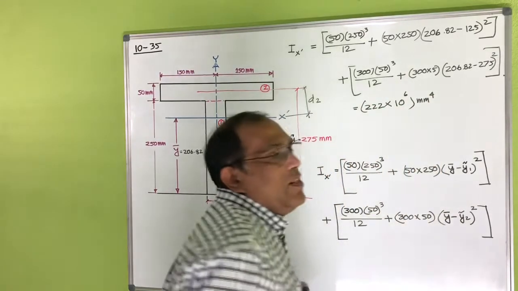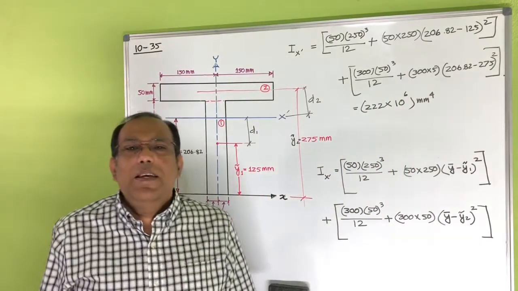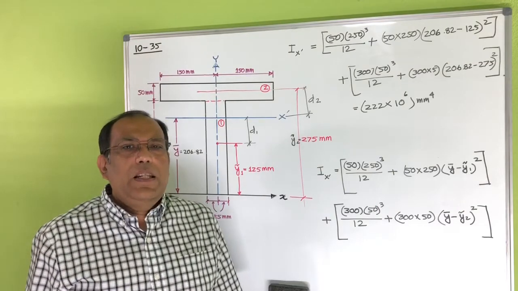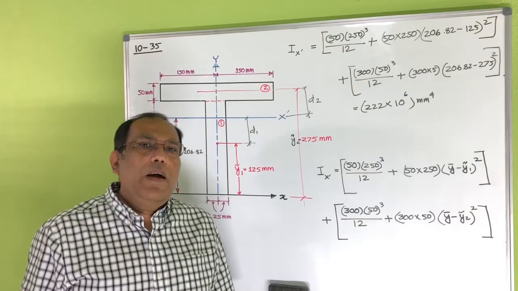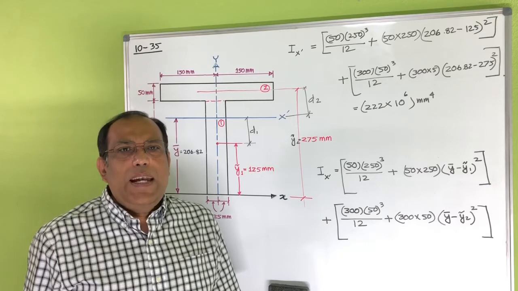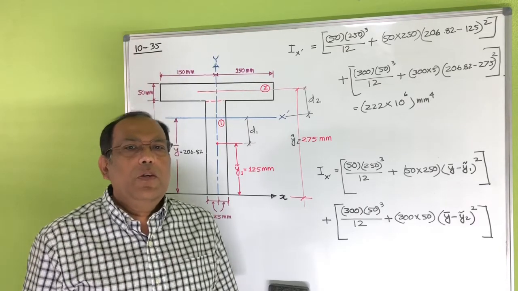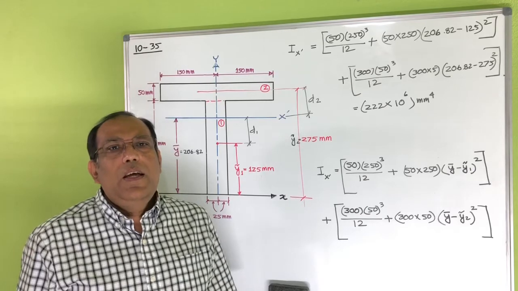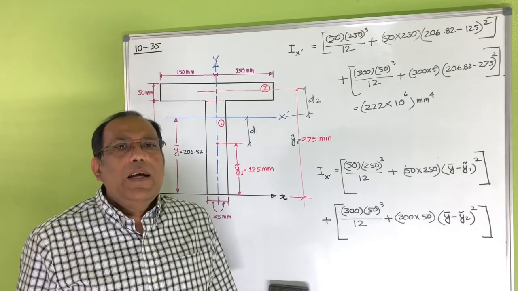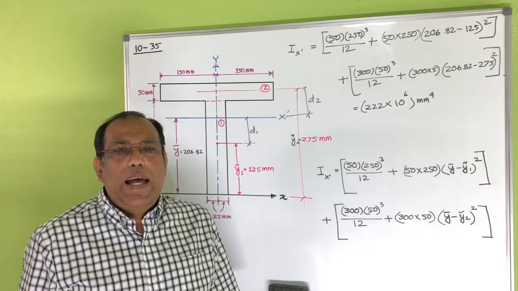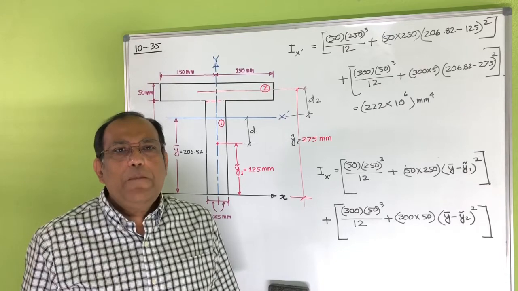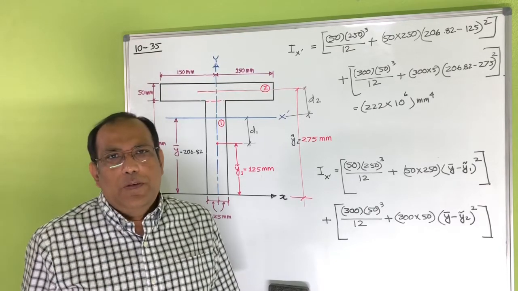So that's your answer, okay? This one is a little bit different than the other one, because here you have to find out the centroidal axis of the composite first, and then you have to find out your moment of inertia at the centroidal axis of the composite, okay? Now let's move forward.